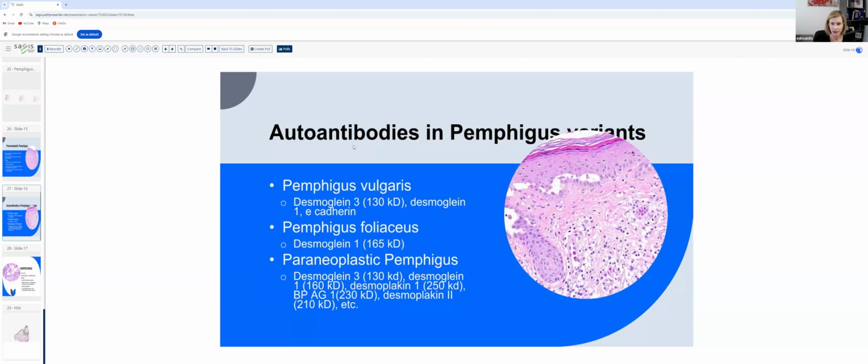This slide lists some of the autoantibodies seen in the pemphigus variants. This is important for testing purposes, since these are things that do tend to appear on exams. Pemphigus vulgaris is most commonly associated with antibodies to desmoglein 3 and desmoglein 1. Pemphigus foliaceus is desmoglein 1, 165 kilodaltons. Paraneoplastic pemphigus encompasses a number of different autoantibodies, and a few of them are listed here.